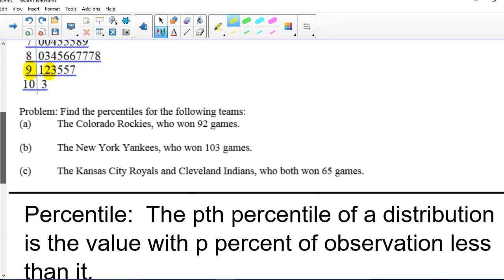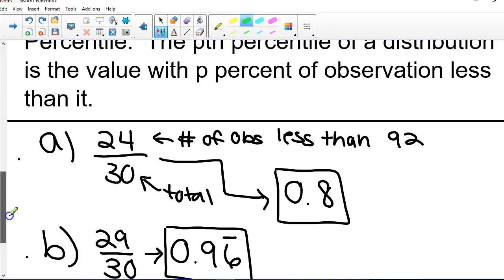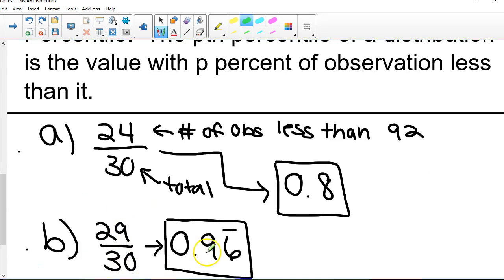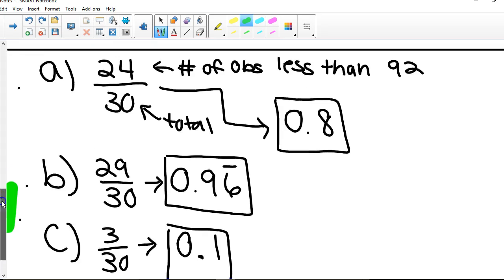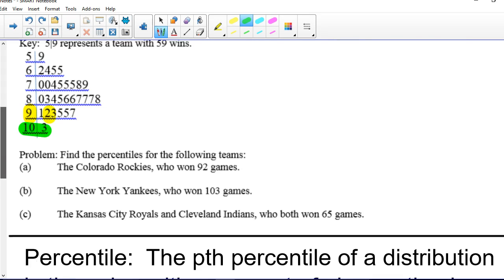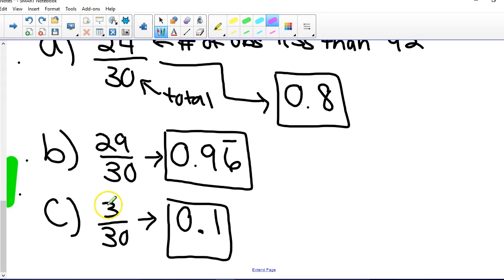Letter B says 103 games. 103 games is right here. I know there's 30 observations, so that means there's 29 observations less than that. Divided by 30 gives me 0.96 repeating, which is approximately 97% if we round. And then part C, the Kansas City Royals and Cleveland Indians both won 65 games. 65 is right here. There are 3 observations less than that. So I do 3 divided by 30, which is 0.1, or 10th percentile there.